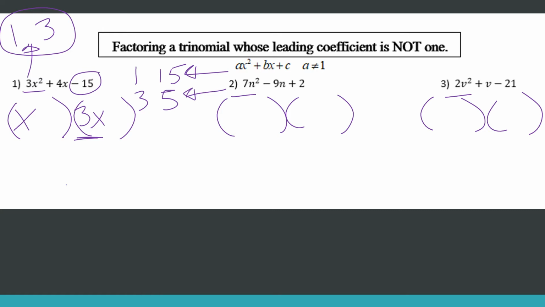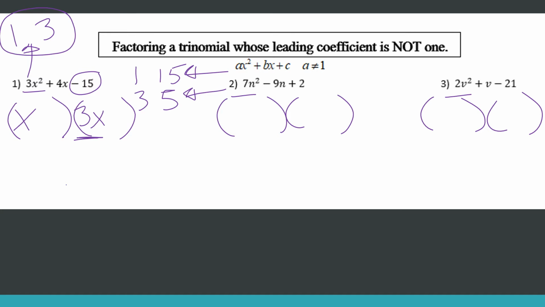Okay, so now I'm going to see if I can look with the 3 and the 5. So 1 times 3 is 3, and 3 times 5 is 15. 15 minus 3 is 12. That doesn't work. Okay, so we're going to get rid of that.